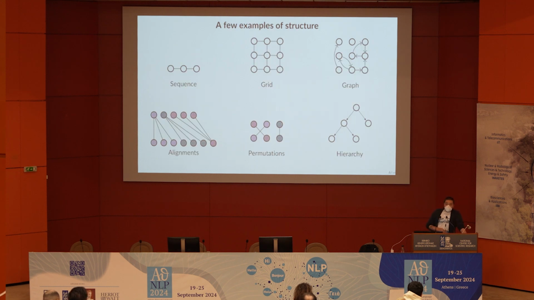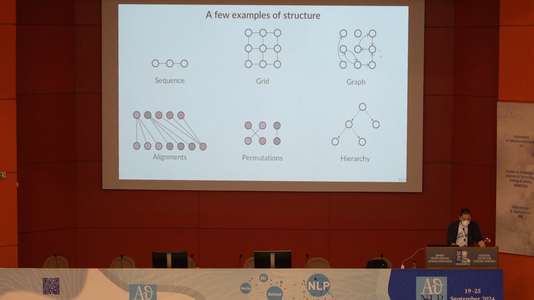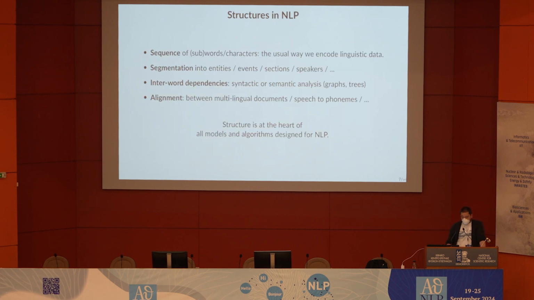If you're visually minded, this is the sort of thing I mean when I say structured objects. We can have sequences, which are a bunch of parts or variables that are linked sequentially one after the other. But also grids, which appear a lot in image processing. Graphs, you can think of them as a general case of sequences and grids, with various kinds of connections between the parts. Alignments, permutations, and hierarchy are some other types of structures that you could work with.